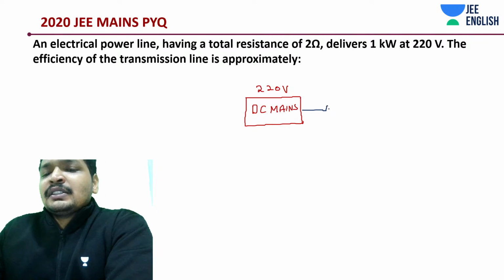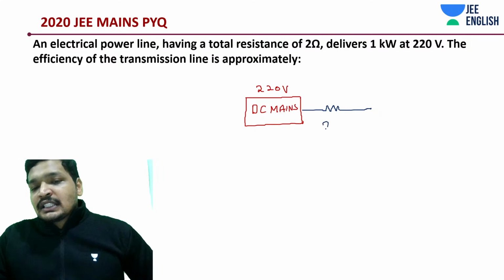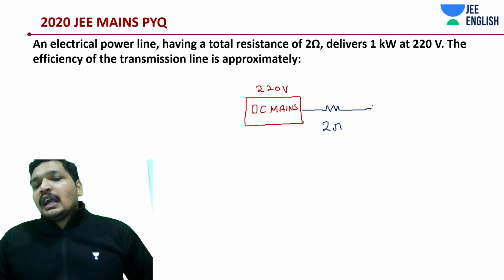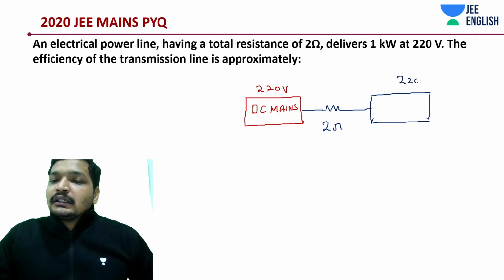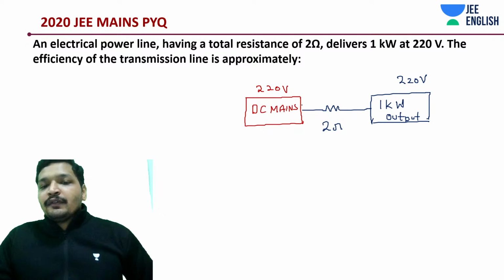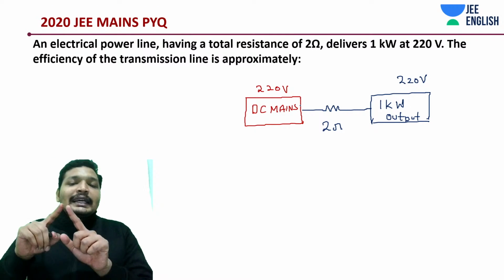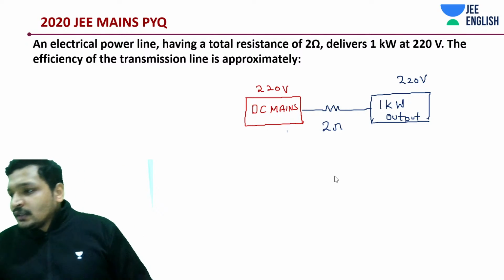And what is happening is you can assume there are some resistors, etc., impedance, and this is 2 ohms. And your final output is there, right? That output is 1 kilowatt, and this 220 volts is maintained. 1 kilowatt output. Input was how much? We have to find it out. Input is that loss on the 2 ohms.